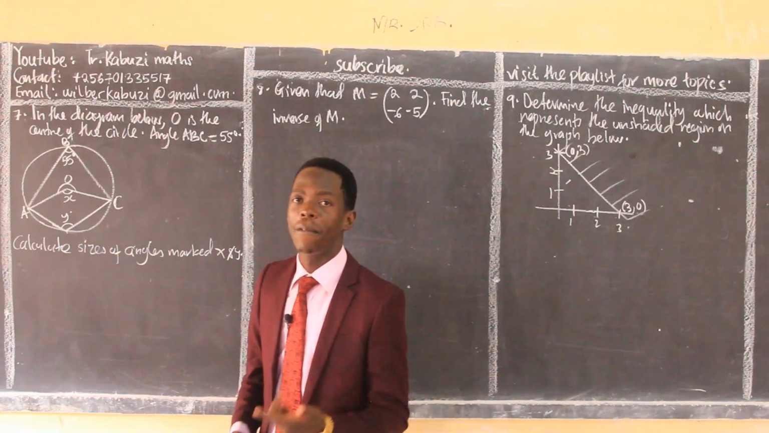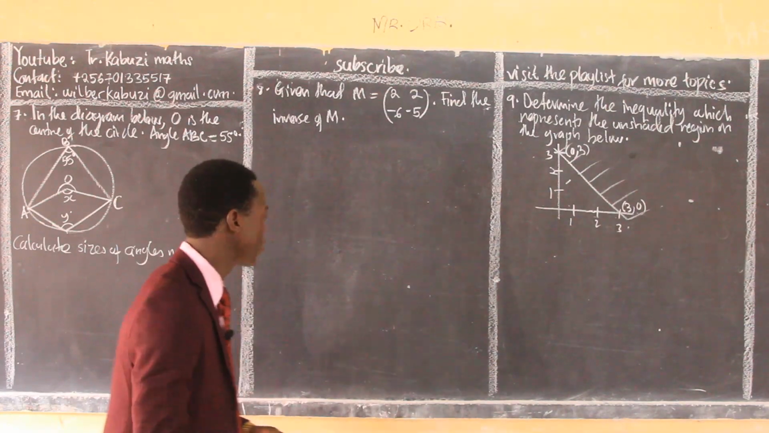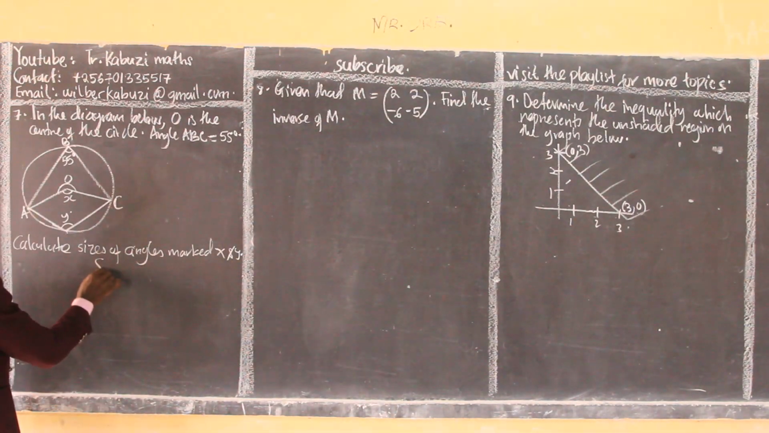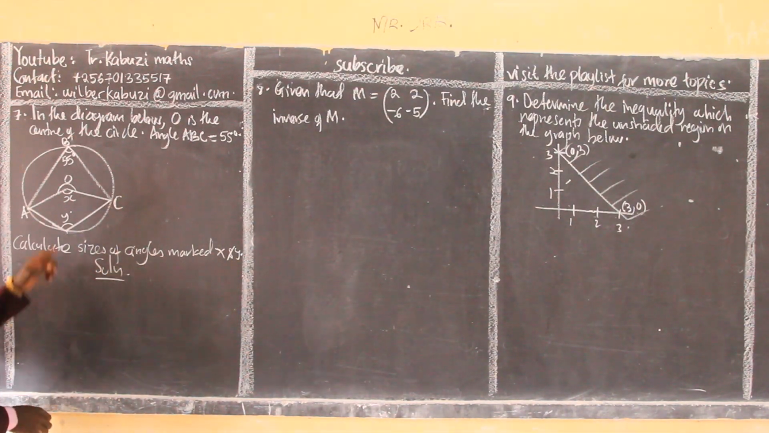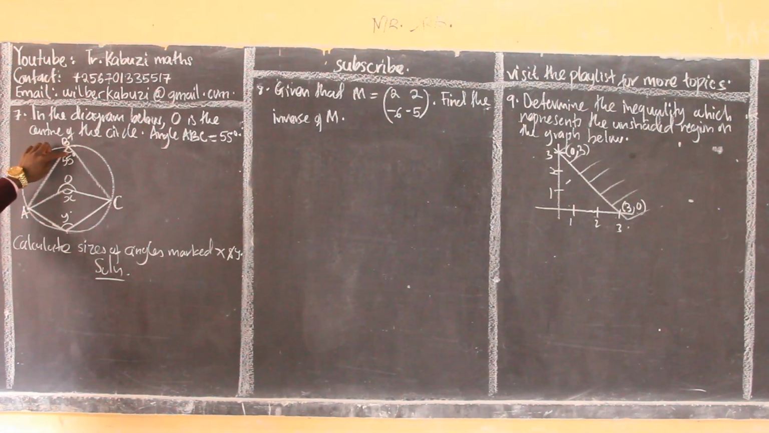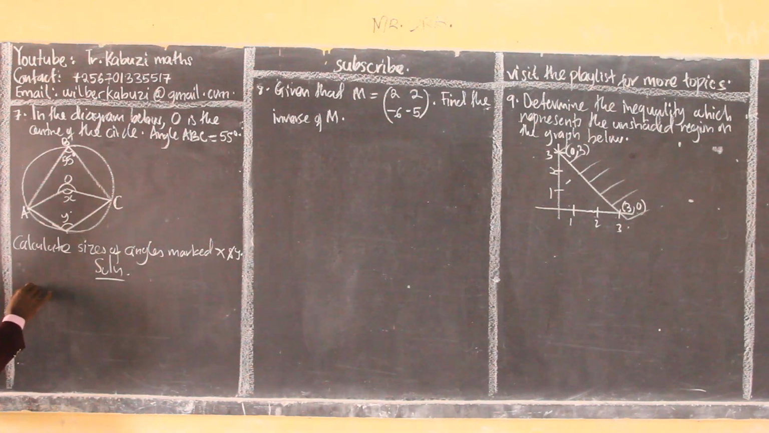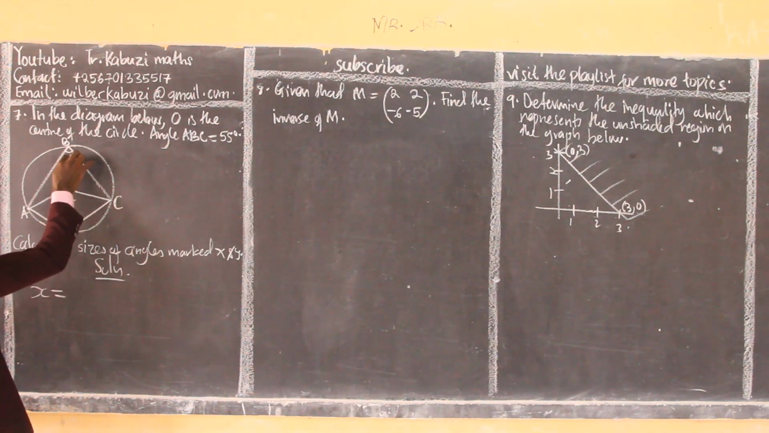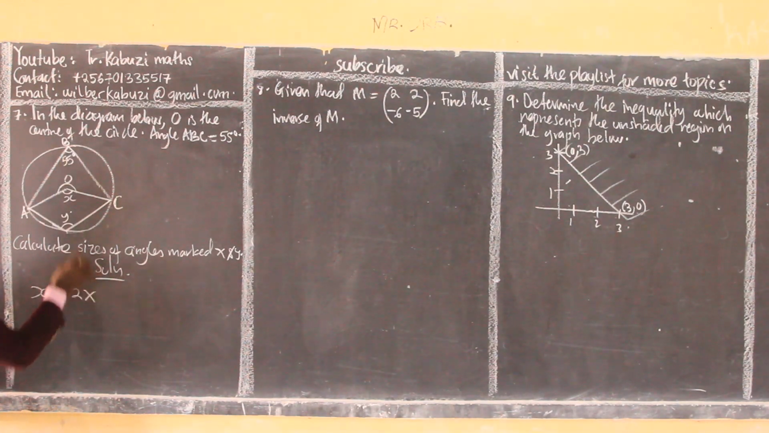So this is the obvious property, the easiest property, which says that angles at the center are twice angles at the circumference. So this X is going to be twice the angle 55. And so our X was 110 degrees. That was very easy.